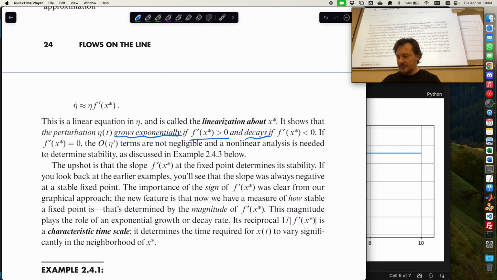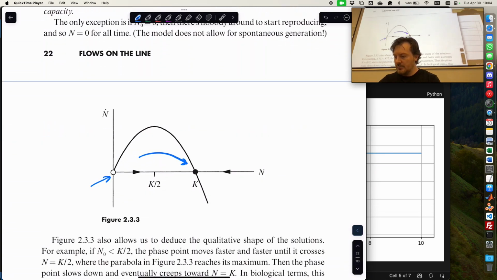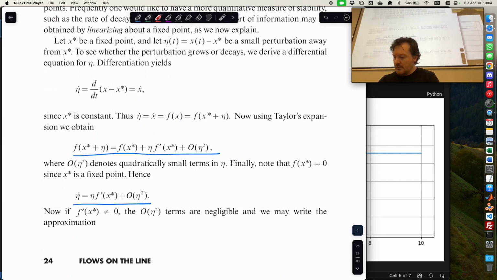We can see it already in these plots. What is the derivative? It's positive, so it's unstable. What is the derivative? It's negative, it's stable. Good? Very good. All right.